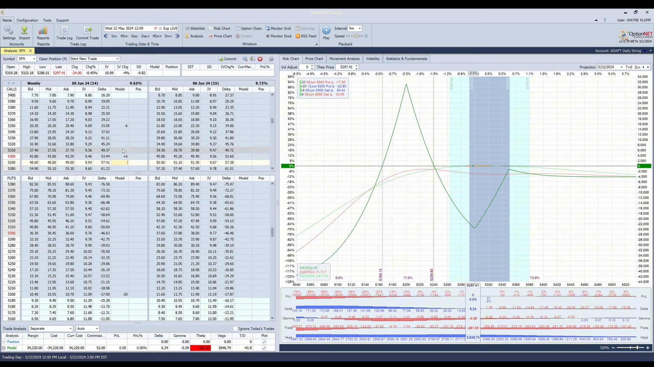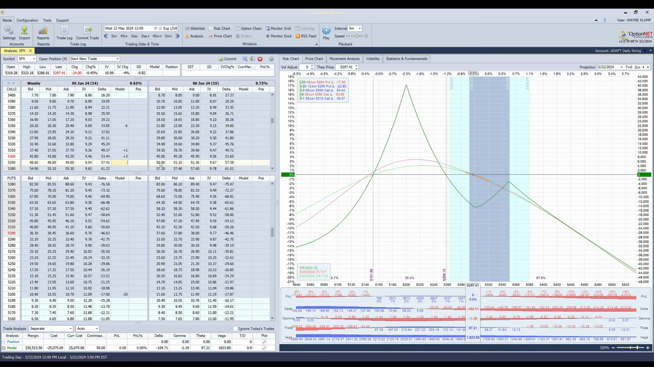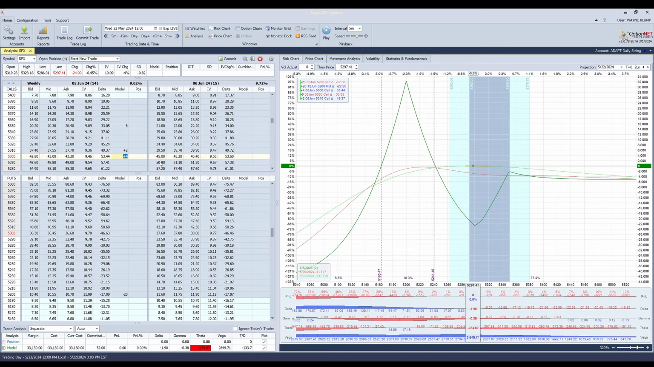But you can tell we're still a little positive delta on here. So what we're going to do is split this guy up into something a little bit easier. So we'll take 2 of these guys, and we can see here we can get pretty close to flat delta.